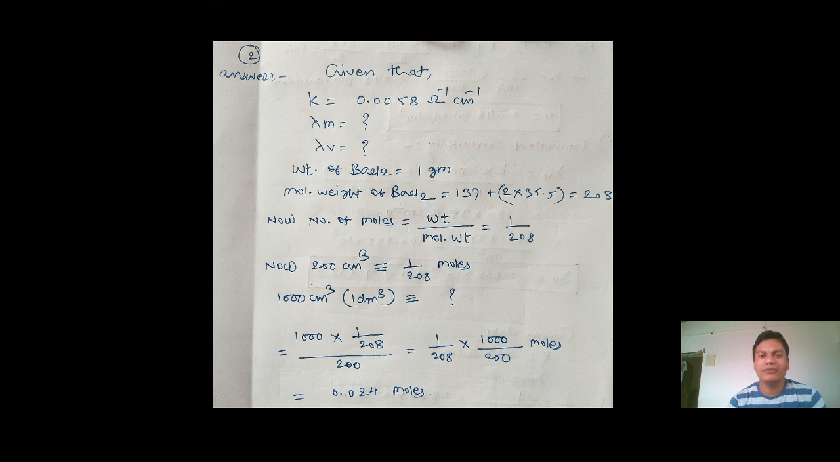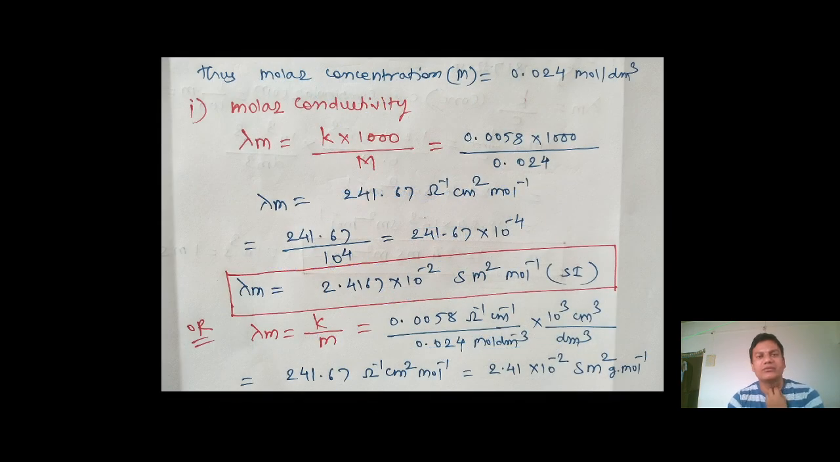If 1 by 208 moles are present in 200 cm cube of water, how many moles will be present in 1 dm cube, or 1000 ml, or 1000 cm cube? It is simply cross multiplication: 1000 into 1 by 208 divided by 200. After calculation you will get 0.024 moles. So this is for 1 dm cube or 1000 ml of the solution. Now you will see the next slide. So the concentration will now be 0.024 mole per dm cube. Remember the unit, it is necessary.